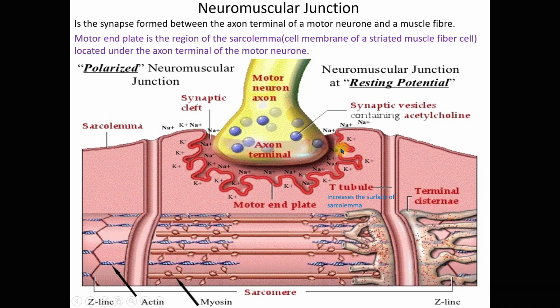You can see here, this motor end plate again is connected through sarcolemma to the T tubule or transverse tubule. And this transverse tubule or T tubule increases the surface of the sarcolemma. So we have here sarcomere, myosin, actin, Z line. We go on that part later.